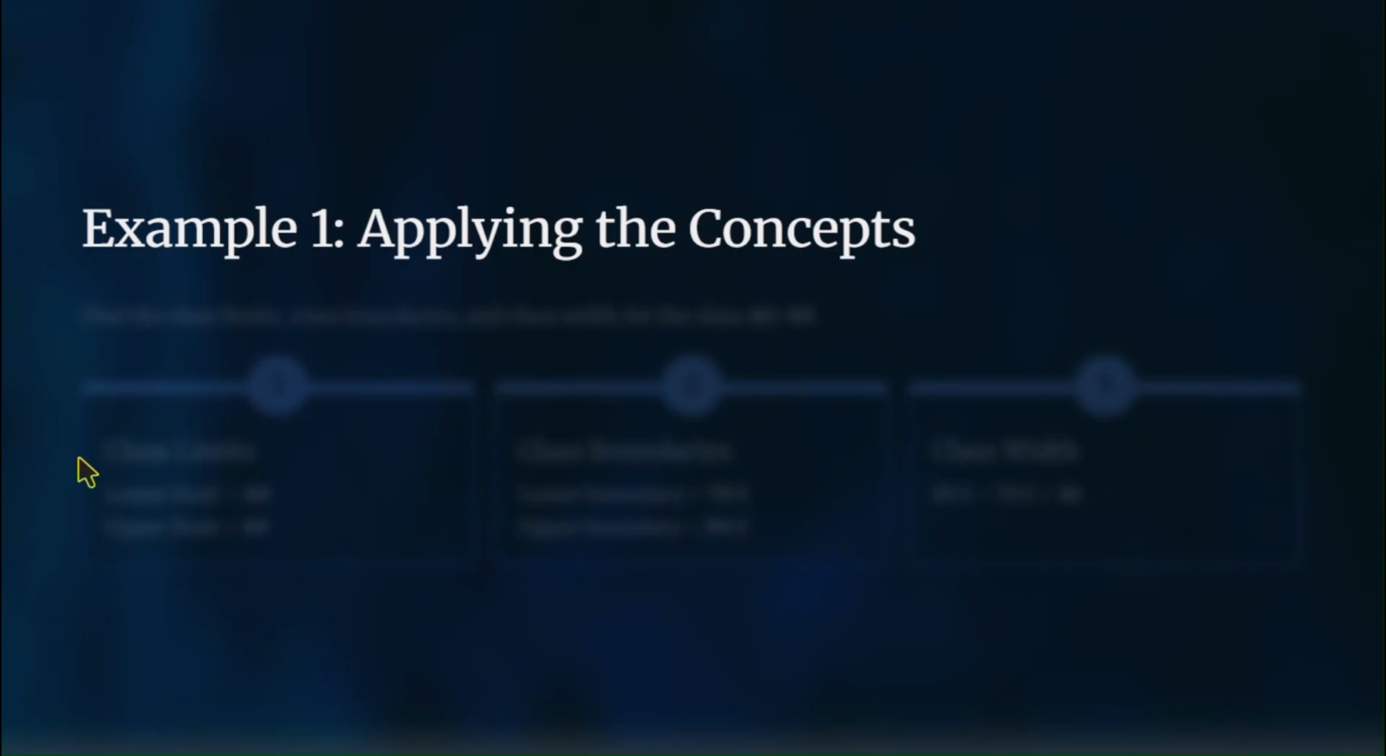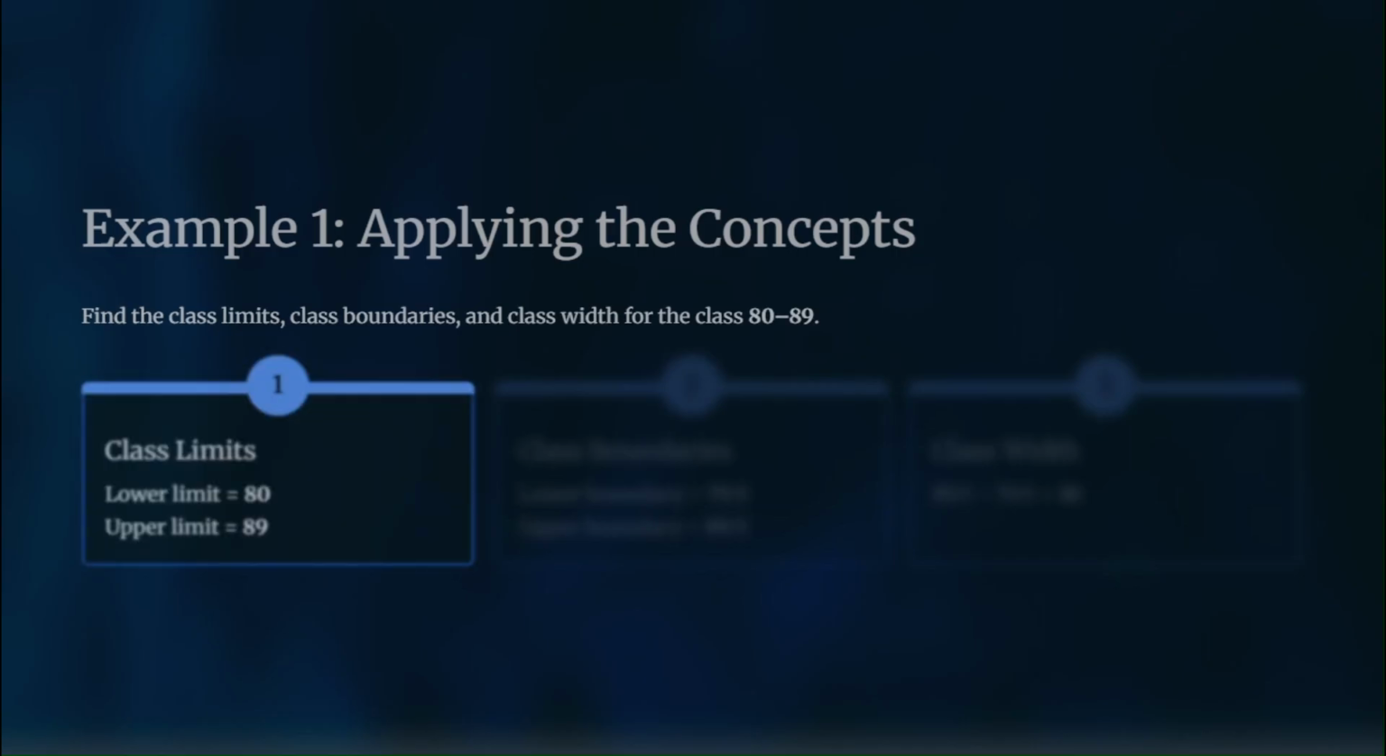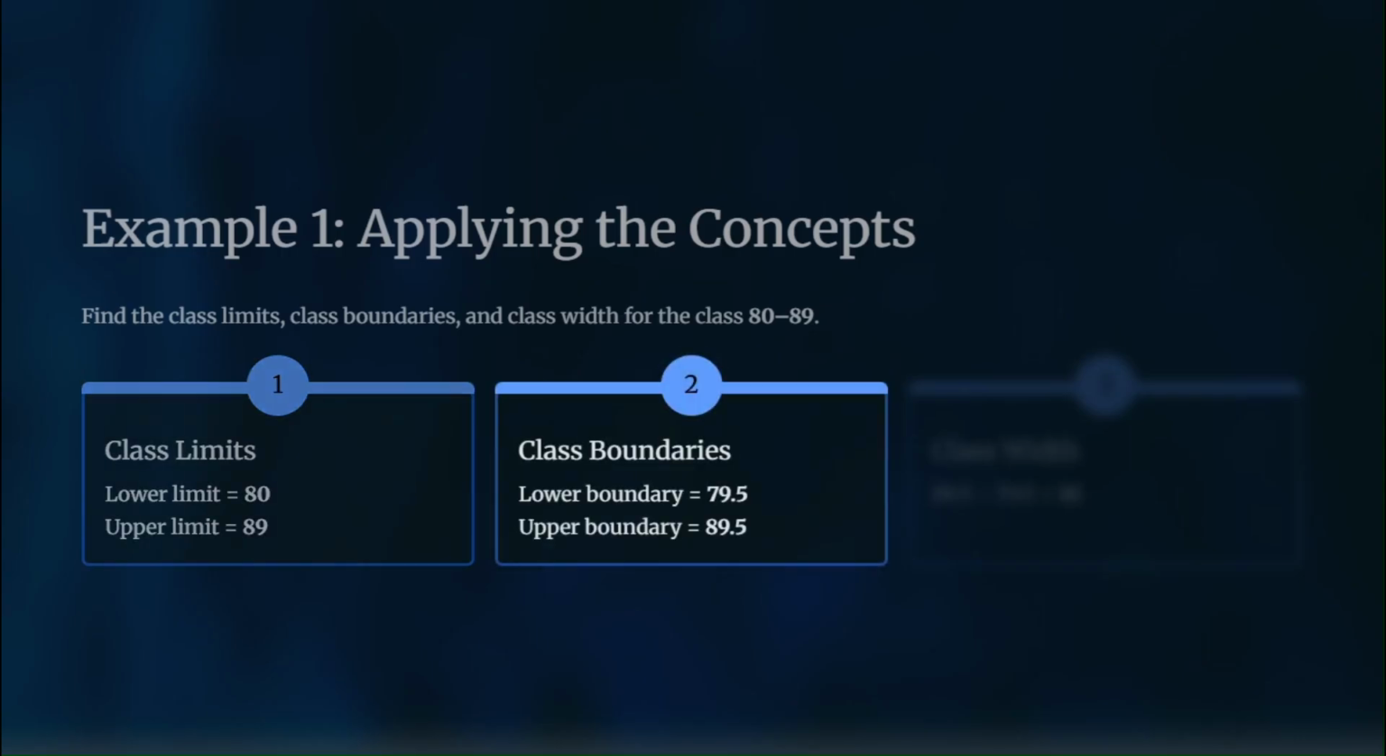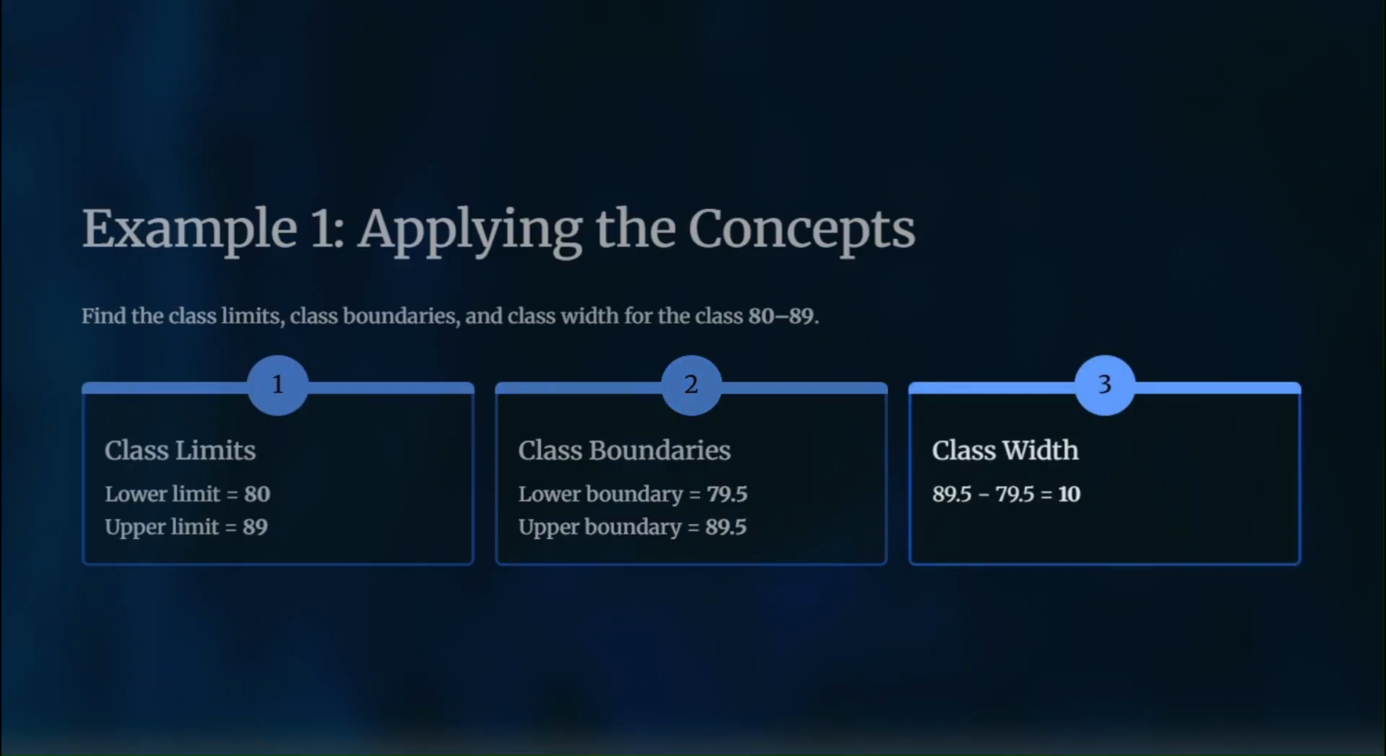For example, if I say find the class limits, class boundaries, and class width for the class 80 to 89, well, the class limits would be 80 for the lower class limit and 89 for the upper class limit. The class boundaries would be from 79.5 to 89.5, and the class width is still the same, 89.5 minus 79.5, which will be 10.